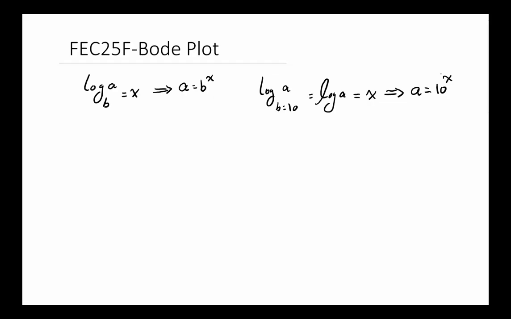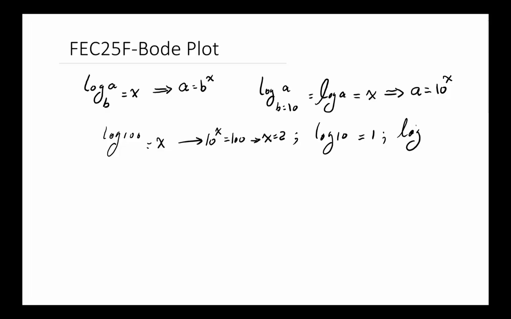Some of the common ones you can think about: let's talk about what the log of 100 is. In order for us to understand this, we can think of it as equal to X, meaning what power of 10 will give us 100. The definition tells us 10 to the X is equal to 100, which basically means X has to be equal to 2. Now, what is log of 10? Well, log of 10 is 10 to the power of a number equal to 10, which is 1. Now the next one: what is log of 1? What power of 10 gives us 1? That's easy. It's the power of 0.